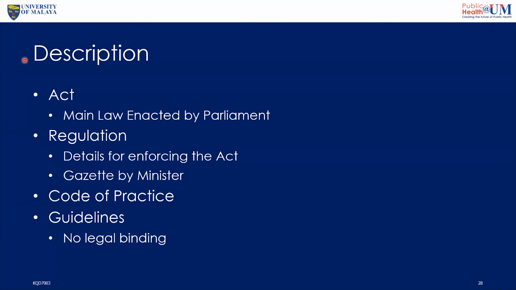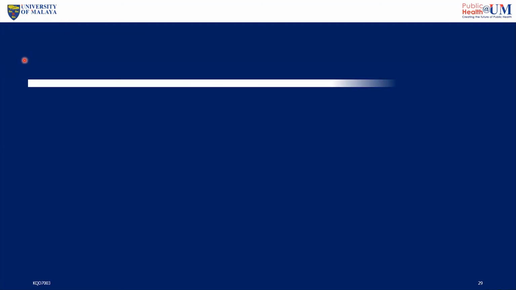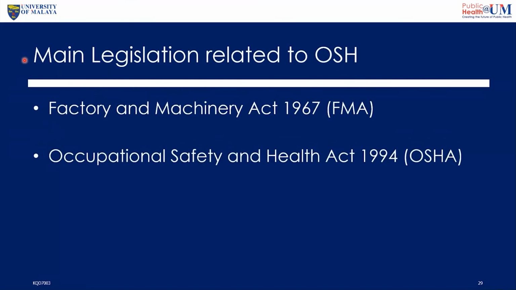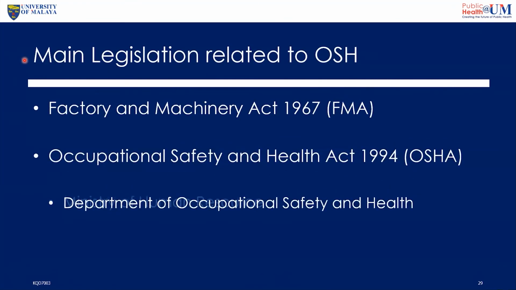Okay. So the next thing we go into is the main legislation in OSH. The main legislation in OSH is your Factory and Machinery Act and Occupational Safety and Health Act. Of course, both acts are basically enforced by the Department of Occupational Safety and Health under the Ministry of Human Resources. So both of these acts are enforced and developed by them, the Ministry of Human Resources.